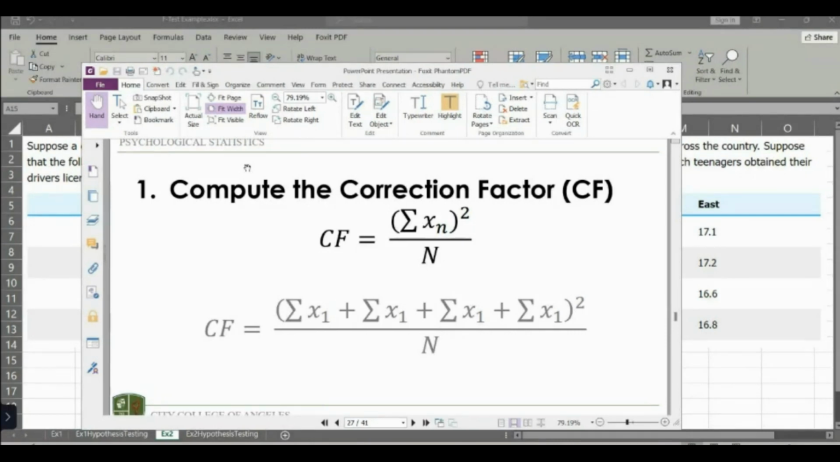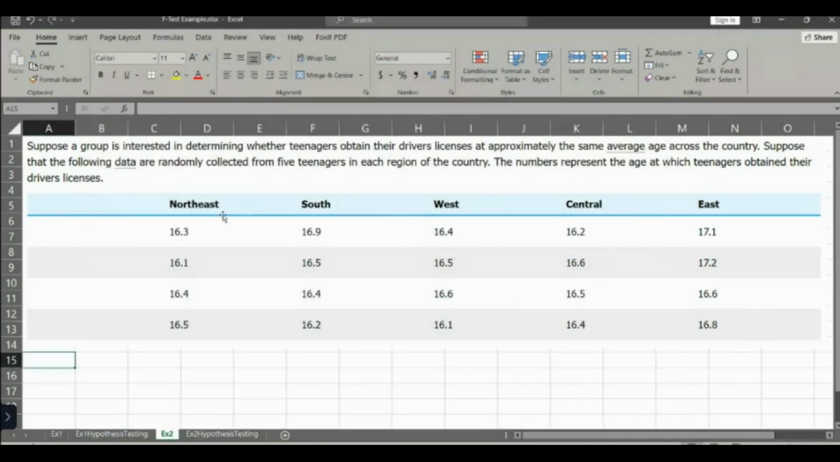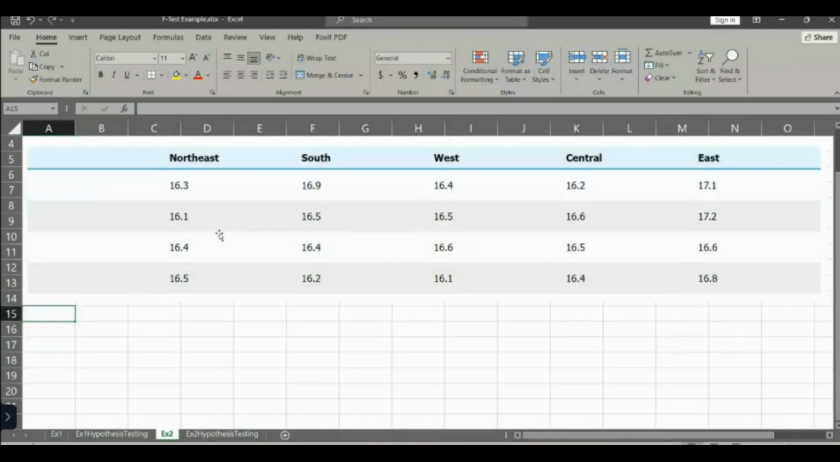The CF is equivalent to the quantity summation of x sub n squared over n. Okay? Summation of x sub n squared over n, where n is of course the total number of samples, and the small n here implies the different groups in our problem. In this case, we have 5 regions.